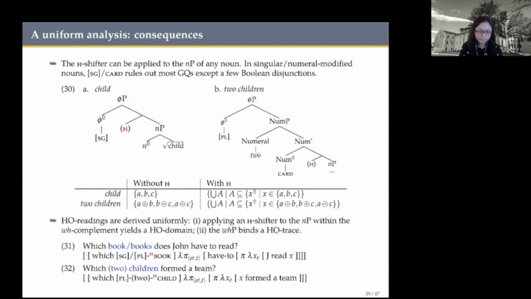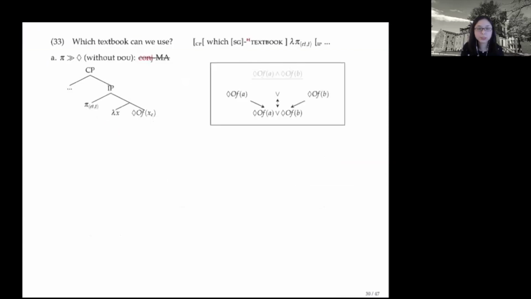And furthermore, higher order readings of Dutch questions can be derived uniformly in 2 steps. First, applying an edge shifter to the small NP within the Debit complement yields a higher order Q domain. And second, just like what we said before, the Debit phrase binds a higher order trace. 31 illustrates the case of questions with necessity modal, 32 illustrates questions with the stubborn corrective predicate, and 33 is for questions with possibility modal.